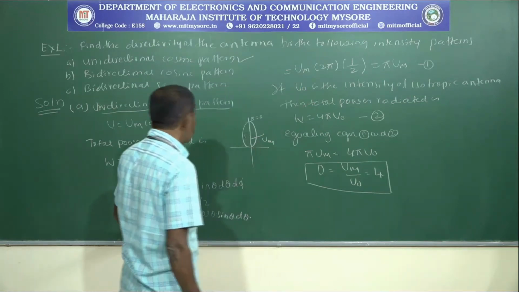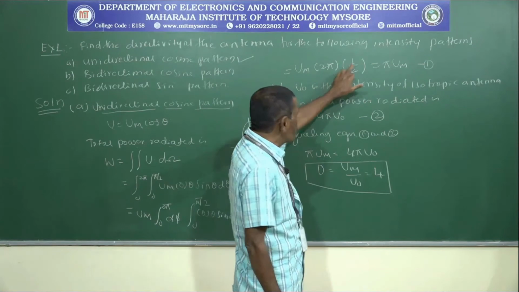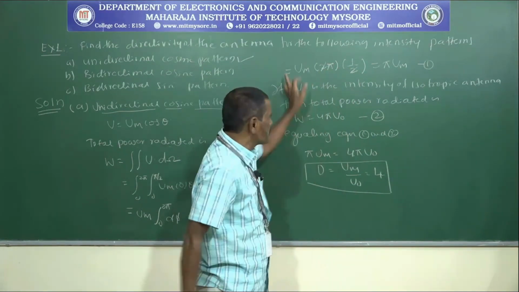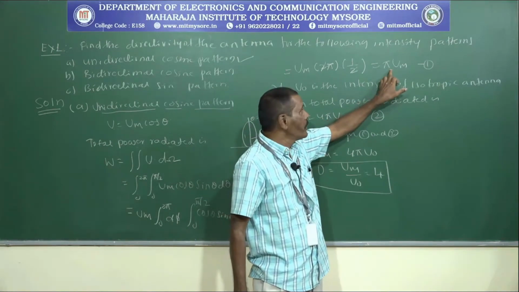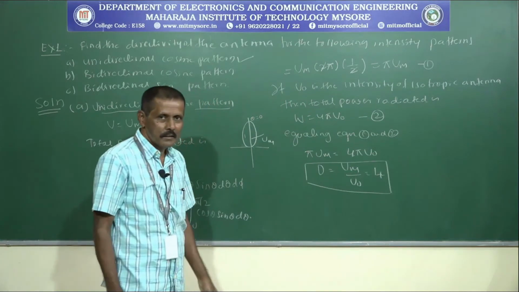and if you integrate this equation, the value remains as it is. From this integration, I am going to get 2 pi into 1 by 2, and these two will get cancelled. We are left with pi, call it equation number 1.